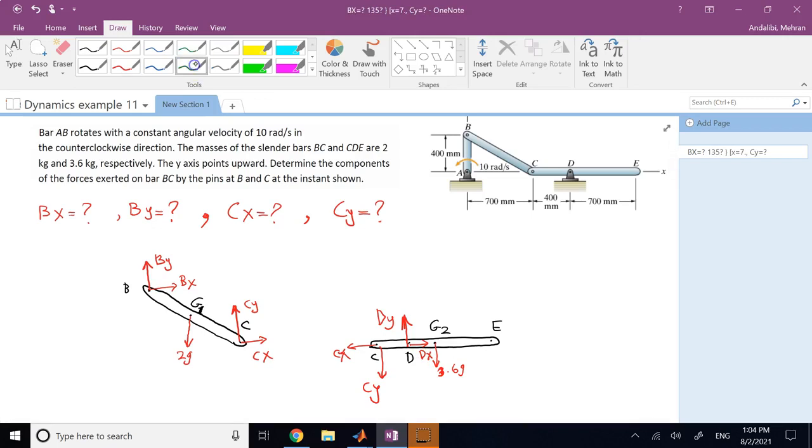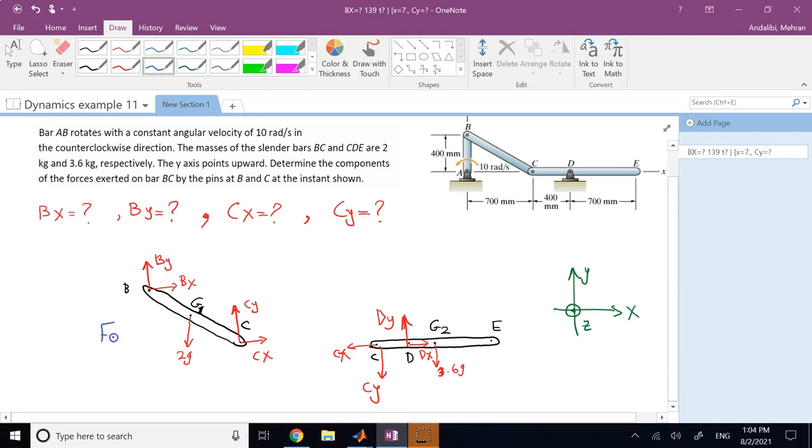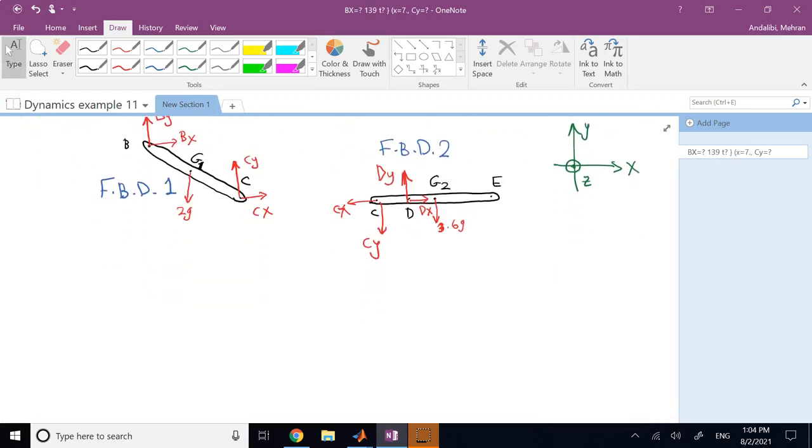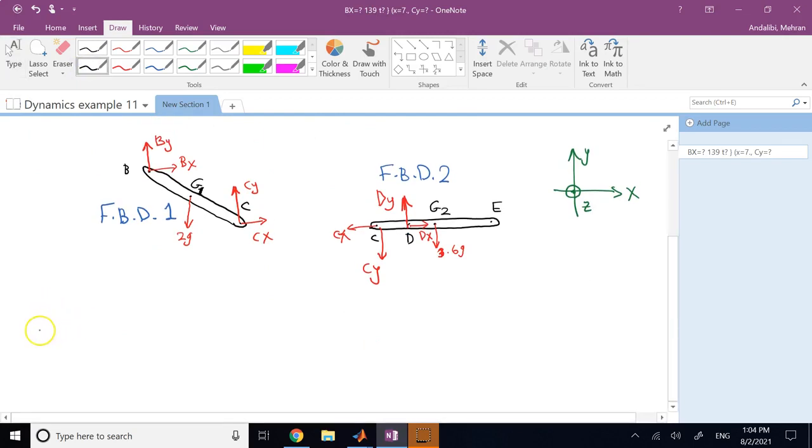We use the traditional xyz coordinate as the problem is suggesting. I would call these FBDs FBD number 1 and FBD number 2, so I can refer to them. So for FBD number 1, I write down the equations of motion. You know, we have 3 equations in the XY plane for a rigid body.